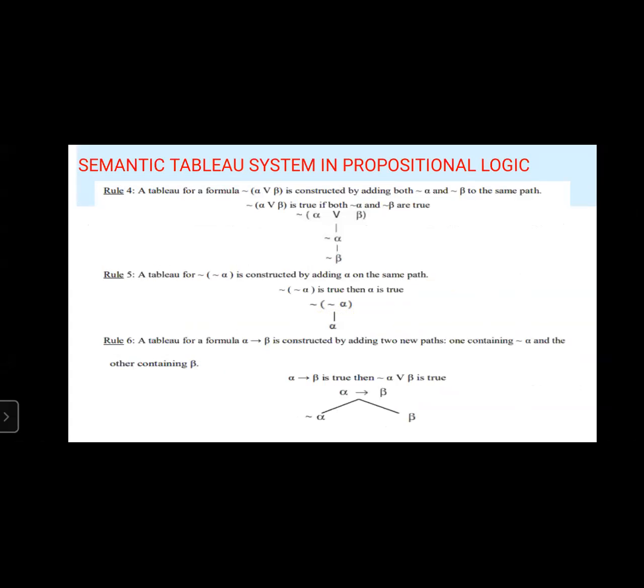Rule 4: a tableau for a formula negation of alpha or beta is constructed by adding both negation of alpha and negation of beta to the same path. Negation of alpha or beta is true if both negation alpha and negation beta are true. The representation is like this: negation of alpha or beta, negation of alpha, negation of beta. Next, a tableau for negation of negation alpha is constructed by adding alpha on the same path. That is, if negation of negation alpha is true, then alpha is true.